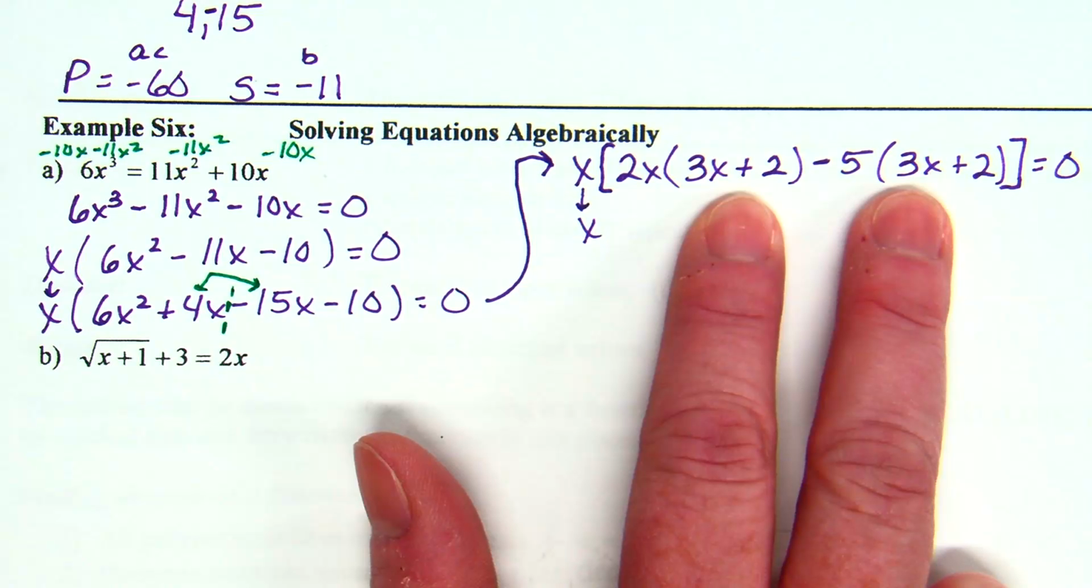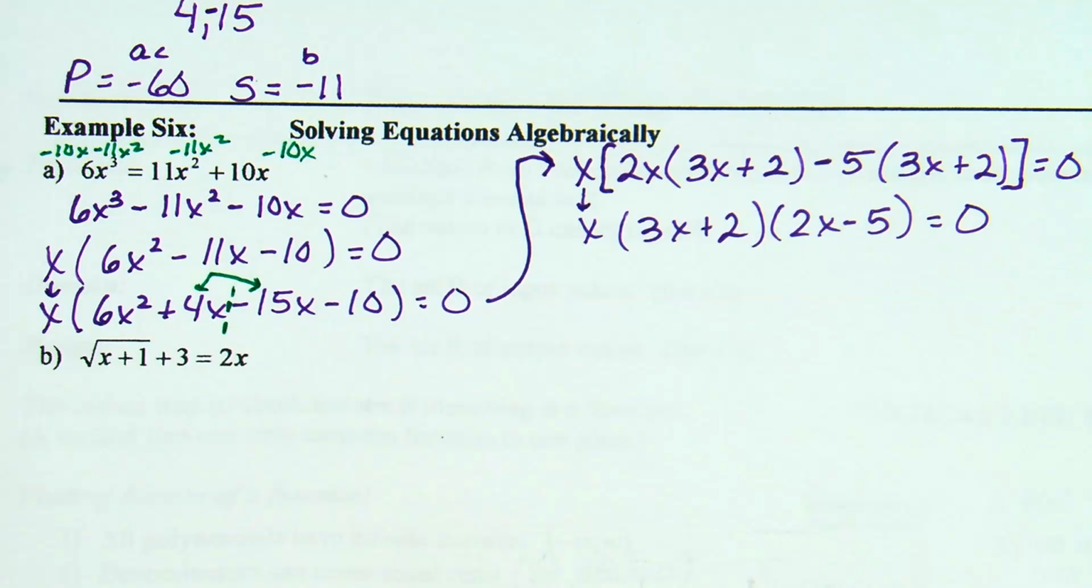And do you remember how the rest of this works? Two matching parentheses. So the two matching parentheses of 3x plus 2 represents one of your parentheses. And what's the other parenthesis besides 3x plus 2? 2x minus 5. You got it? So then we have the x, the 3x plus 2, the 2x minus 5, all multiplying to equal 0.